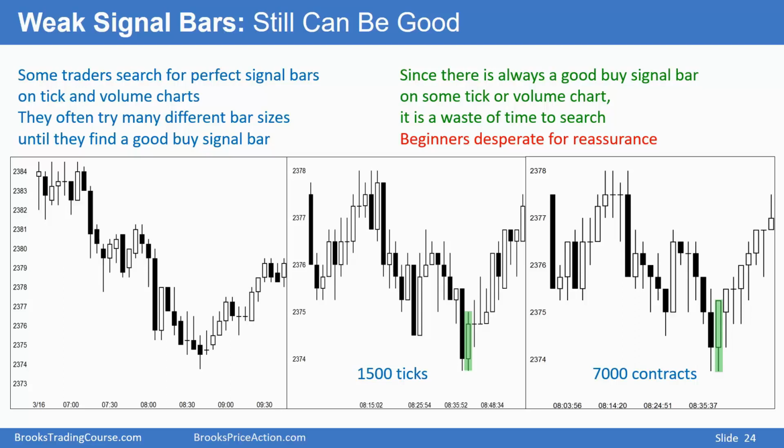Beginners do that because they're desperate for reassurance. They're afraid to take the trade. And if they find that good-looking buy signal bar, they'll feel like the trade is better. It's not any better. I say that because there's always a good buy signal bar when you're looking to buy. If you look at enough charts, you'll always find one. Finding one does not make the trade any better. The context makes the trade good.